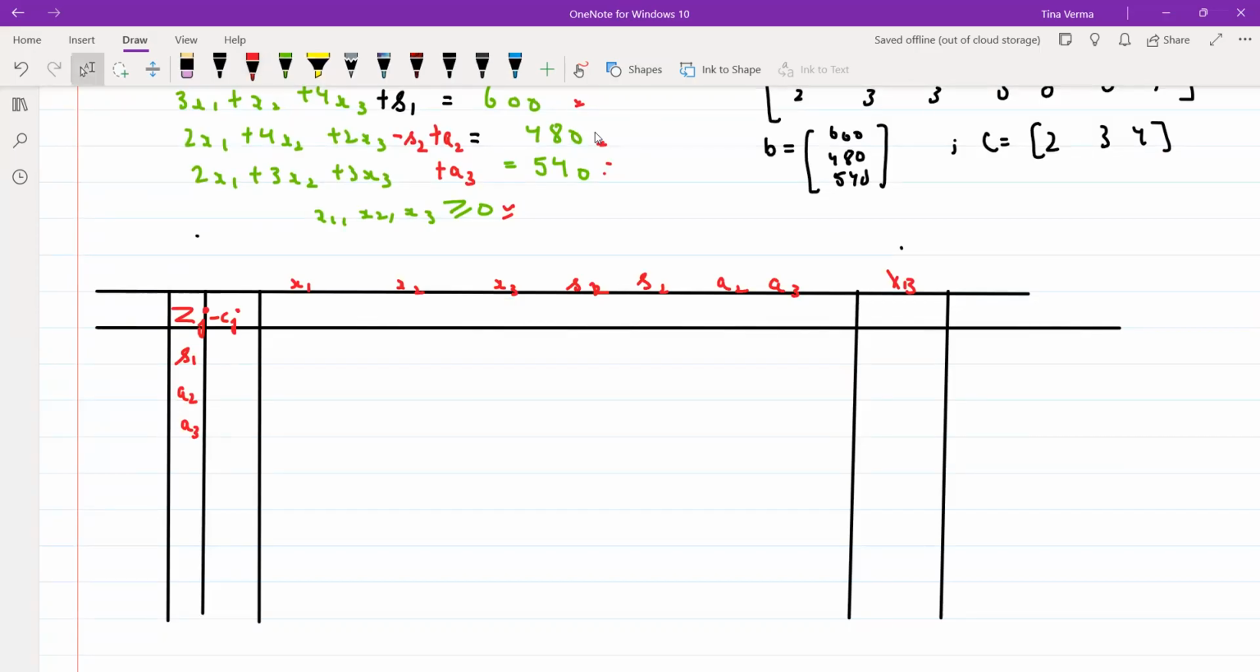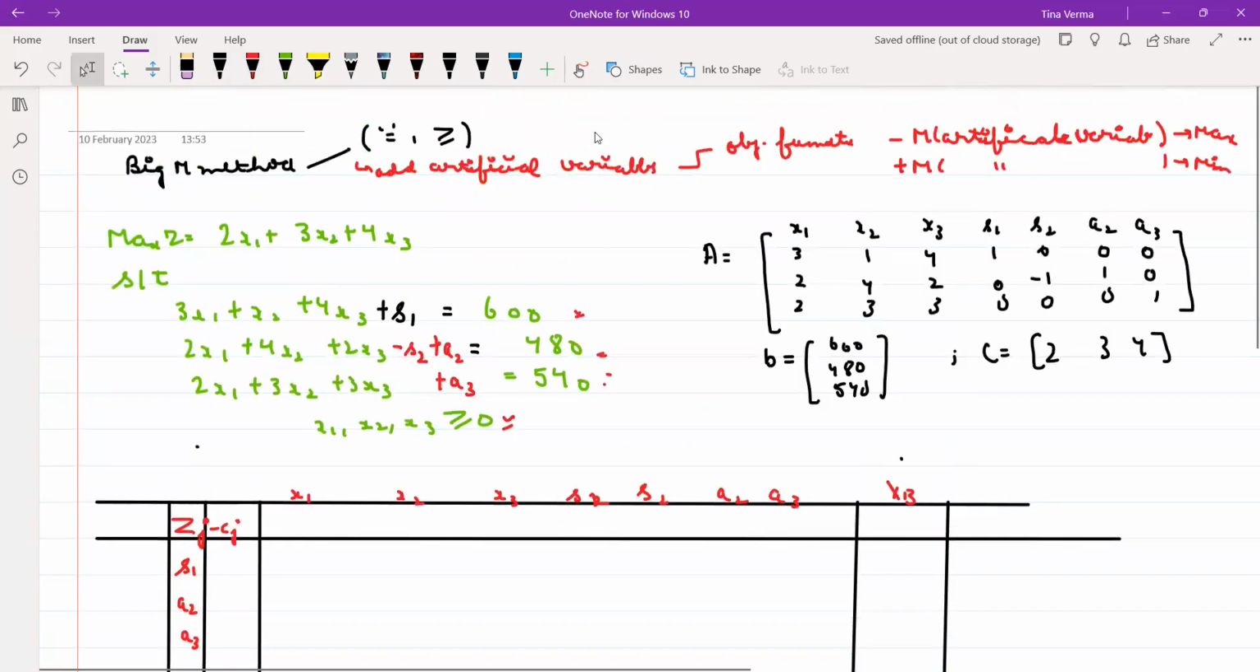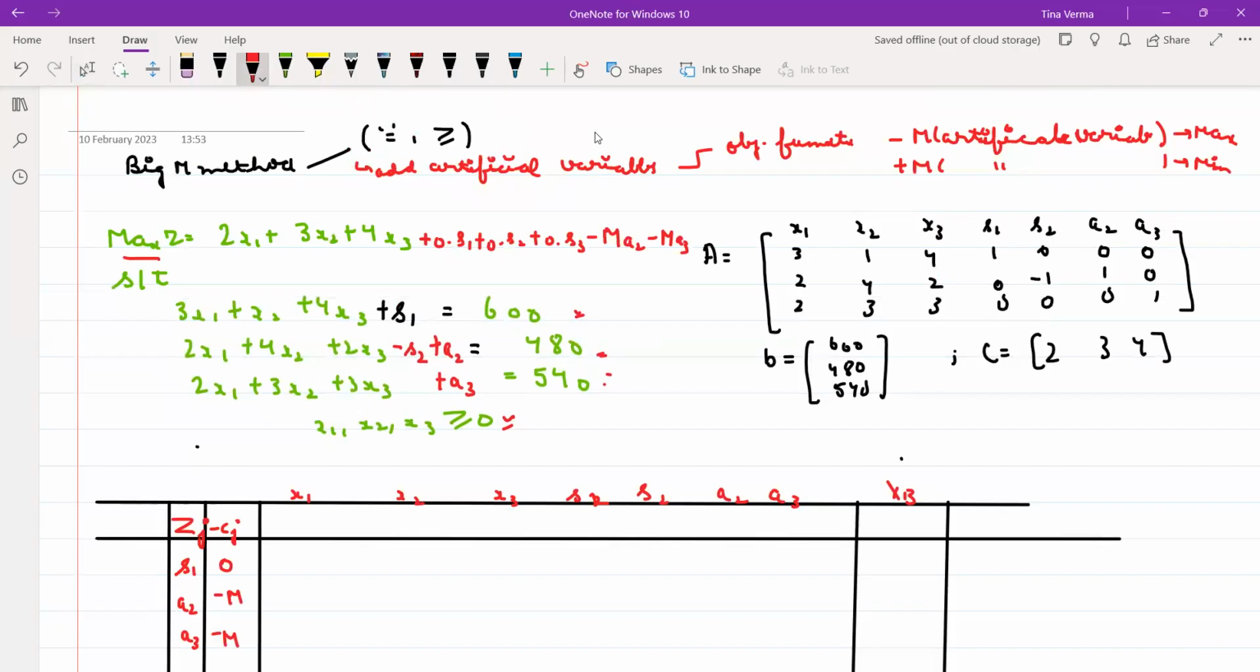The cost coefficients when you do it in the standard form: now it will be plus 0 into S1, plus 0 into S2, plus 0 into S3. Now, the objective function is of maximization, so I have to do minus M times A2 minus M times A3, right? So this will be my 0, minus M and minus M. For the first iteration, what we do is write the whole matrix.